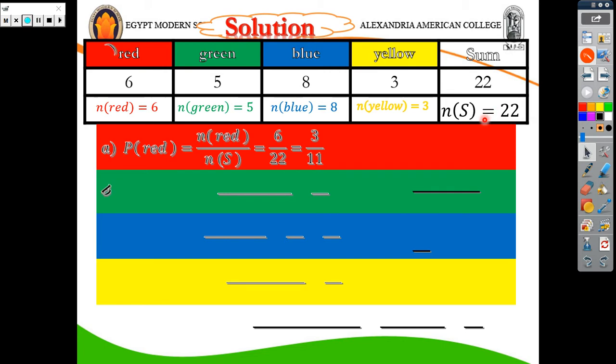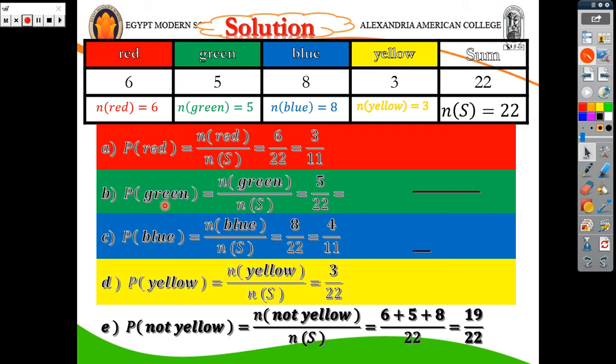Now the probability of red: how many balls are red? 6 over the total, 6 over 22. In the calculator it will be 3 over 11. Now the probability of green: how many green balls? 5, then 5 over the total, 22. The probability of blue: how many blue? 8, so 8 over 22. In the calculator it will be 4 over 11. Probability of yellow, 3 over the total, 3 over 22.